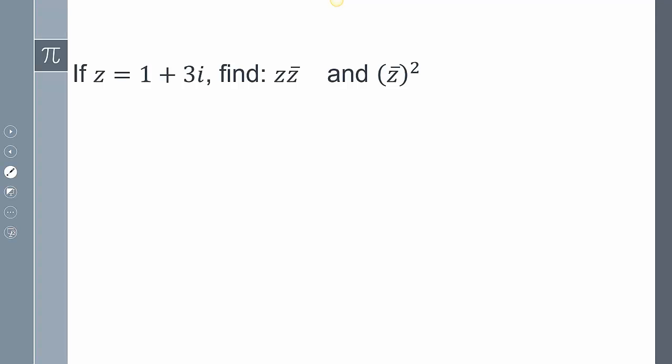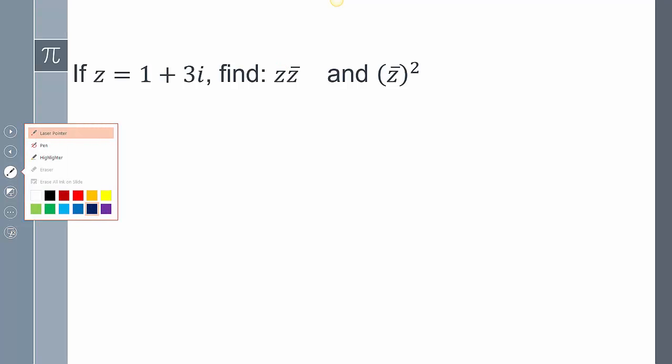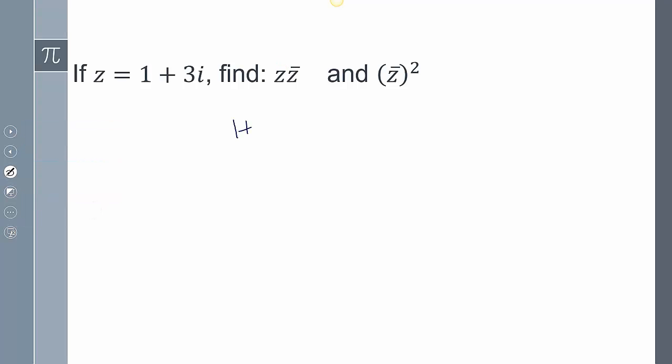All right, so let's use that notation. If I know that z is 1 plus 3i, what is z times z bar? Well, my z is going to be 1 plus 3i. We said z bar means the conjugate of, so 1 minus 3i. I know that we know how to multiply and simplify that together.